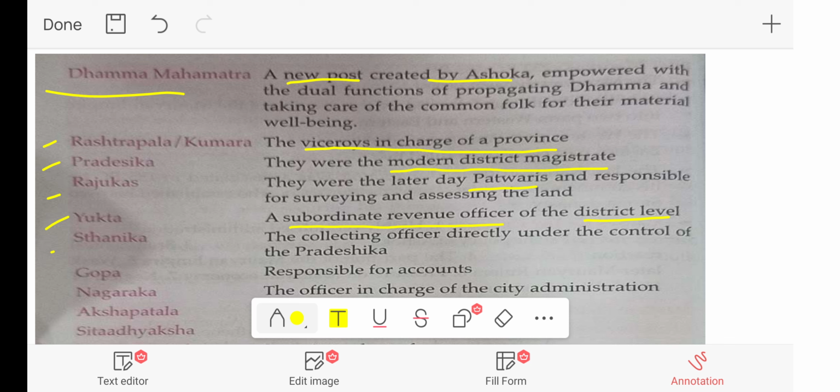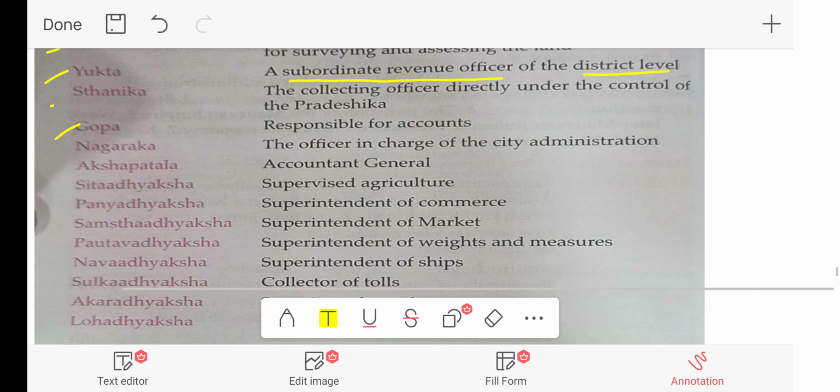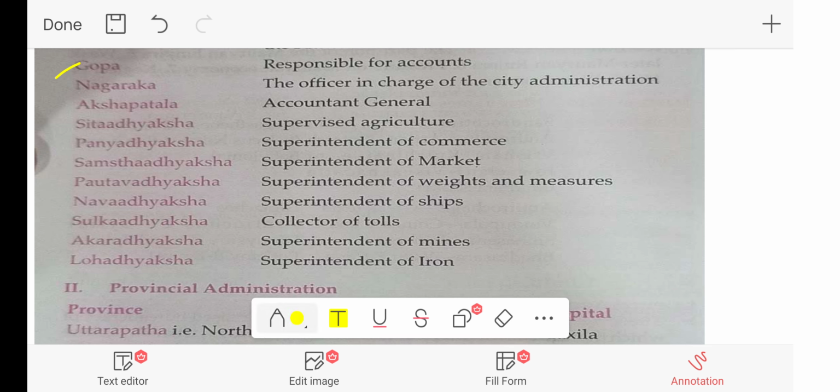Next, Gopa. Gopa was responsible for accounts. Next, Nagrakas. Nagraka was the officer in charge of the city administration. Akshpatala. They were accountant general. Next, Satyadhyaksha. So they used to supervise agriculture. Next, Pannidhyaksha. They were superintendent of commerce. Samashdhyaksha. They were superintendent of market.